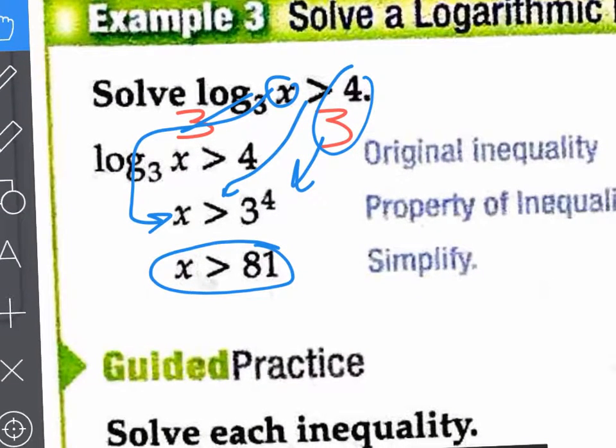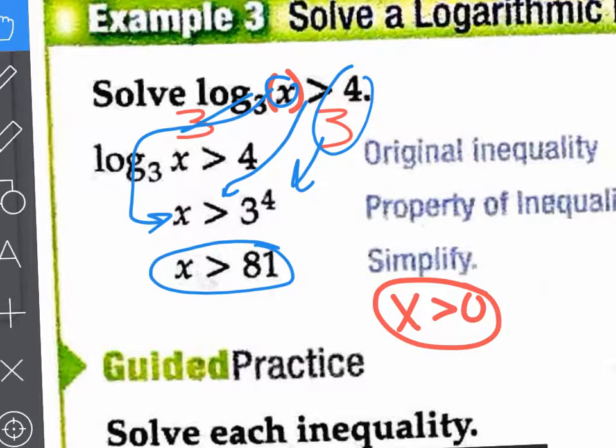What we need to do is also assure ourselves of an extra detail. The inside of the logarithm has to be greater than 0. So it's a good idea to state that the inside of the logarithm, and in this case, the inside of the logarithm really is just x. So x has to be greater than 0, right? That's a detail, a requisite that we need to have. Now, we also have the answer, x is greater than 81.